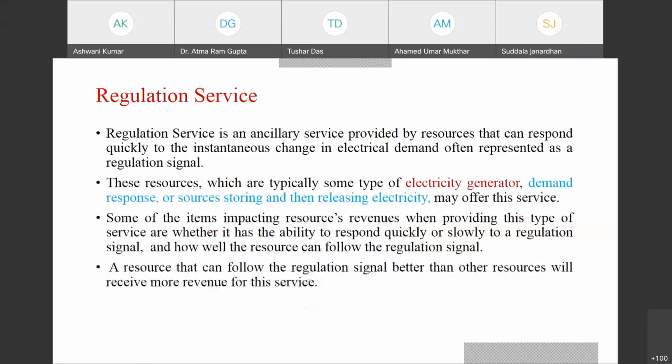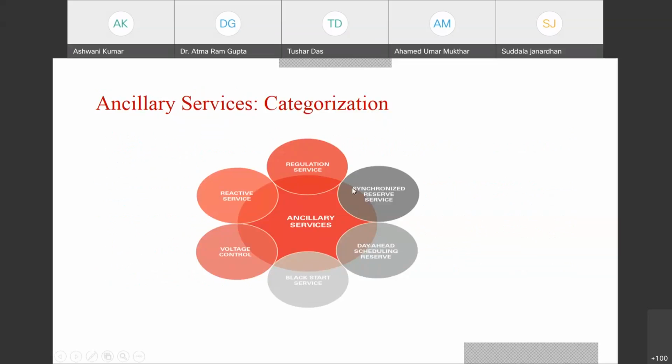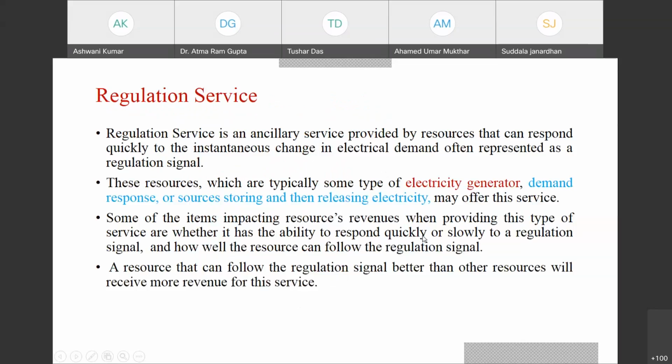So we can have a brief overview of these services. For those who are planning to do research in this area, or have already done work in ancillary services, ancillary services especially on the distribution side are still at a novice stage. So we need a lot of research input to these services, especially in the smart grid domain. It is essentially required that you understand these services.